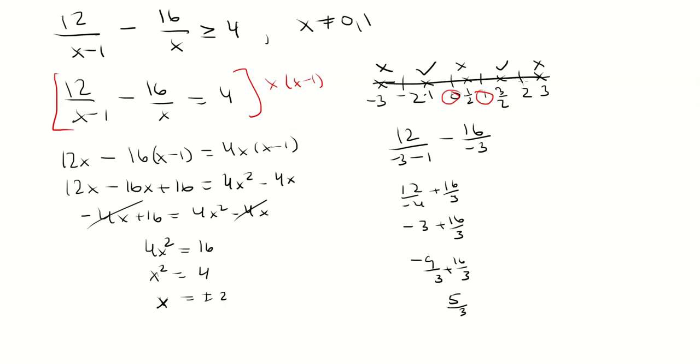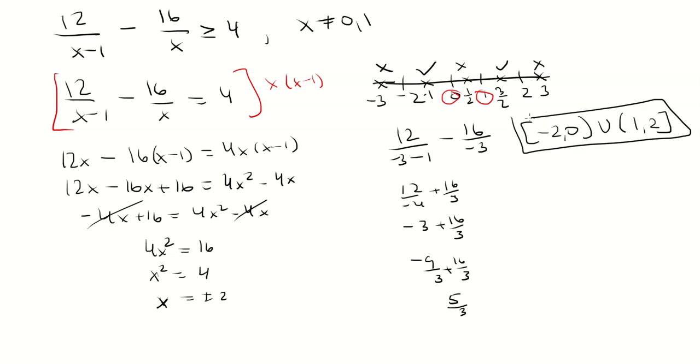So the final answer will be between negative 2 and 0, but negative 2 we can include because here you have greater than or equal to, so it equals at negative 2. We're going to stop at 0. We do not want to include 0 because that's going to be divided by 0. And then we're going to continue from 1, but do not include 1, and then go to 2, and make sure to include 2. So this will be our final answer.